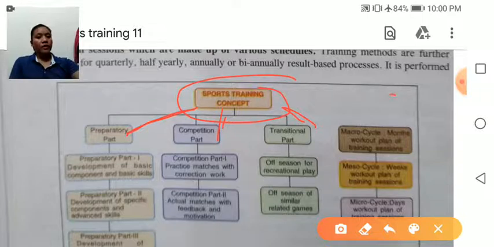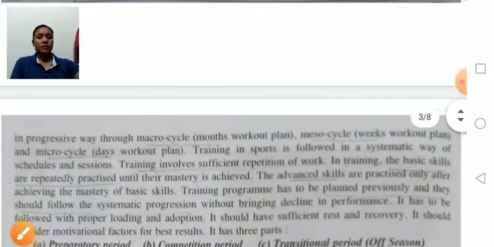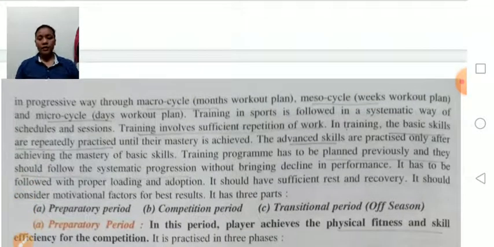Or we can divide the training into three parts: macrocycle, mesocycle, and microcycle. Macrocycles relate to monthly workout planning, mesocycles to weekly workout planning, and microcycles to daily workout plans. So training methods are also divided into macrocycle, mesocycle, and microcycle. In macrocycles, we plan the workout for a month. In mesocycles, we plan the workout for a week, and in microcycles, we plan the workout for a day, and according to that plan we perform the training.